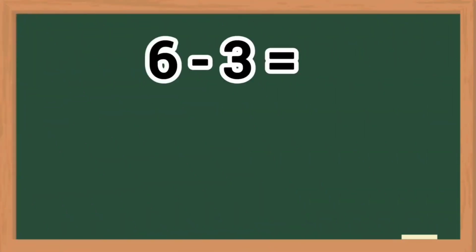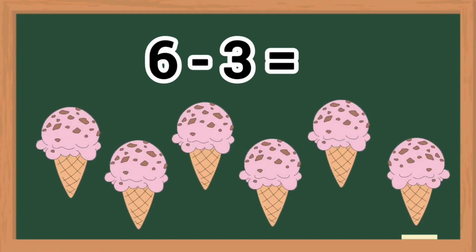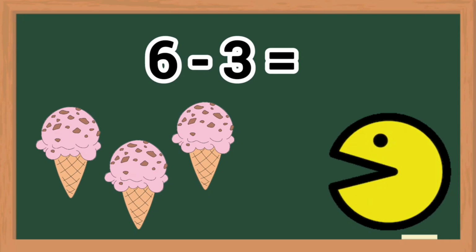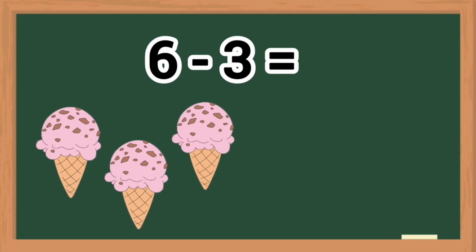6 minus 3 equals 2. Now we take 6 ice creams, and 3 are eaten. So how many are left? Yes, 3 ice creams are left.